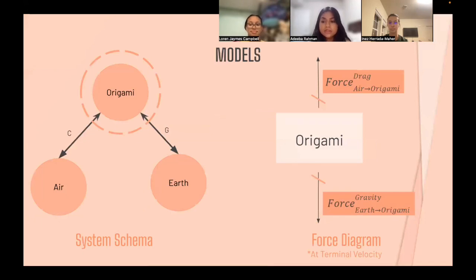Here are the models for this experiment. Starting with the system schema. The system includes air, the origami, and the earth. The force diagram shows the forces that are acting on the origami, which is the drag force we just discussed, and the gravitational force. It is important to recognize that these two arrows are equal at terminal velocity.